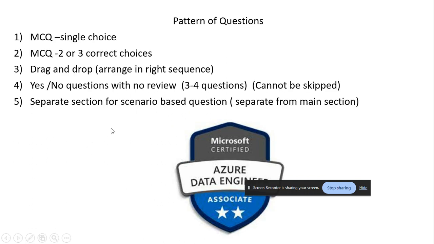It talks about the pattern of questions. Most of the questions will be MCQ single choice questions, but there can be two or three correct choices in the same type of questions. They will clearly mention to select two or three correct choices. If you do not select that many, the question will not be counted as answered in the review screen. This is in addition to single choice questions.